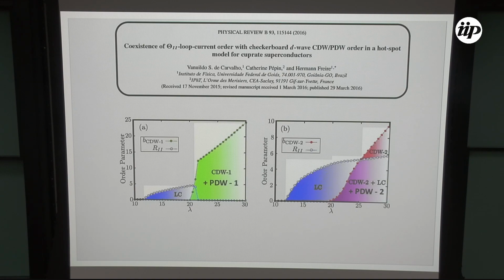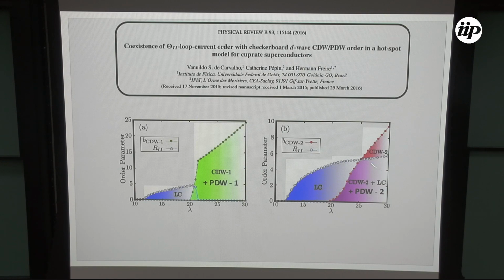So we just did a mean field calculation, and here I show some results. As you see here, lambda is the spin-fermion interaction in the model. As lambda grows, it promotes the loop current order phase, which is given here. But as you see, this loop current order phase competes very strongly with the charge order and PDW, and one refers to the unidirectional charge order phase.